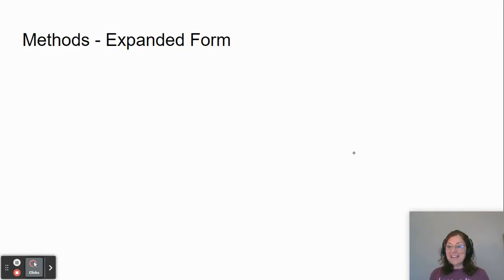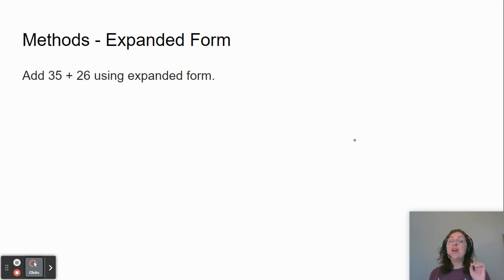All right, my next method I want to share is the expanded form method. And friends, I have to be honest with you, this was a method I was not familiar with until one of my own children brought it home from school. And I was like, oh my goodness, I've never seen this. Show me. So I'm going to share with you in some of the same verbiage that my child used, how the thought process goes.